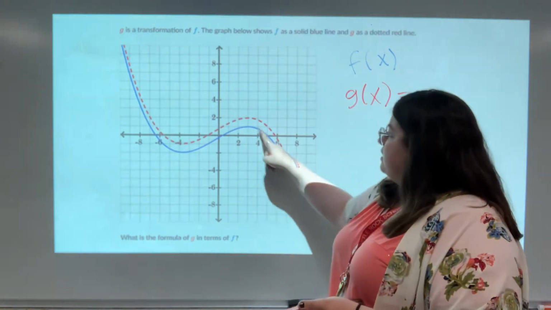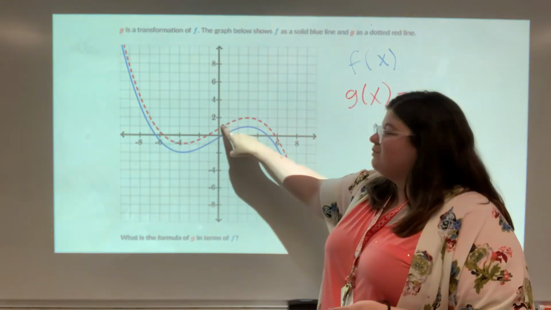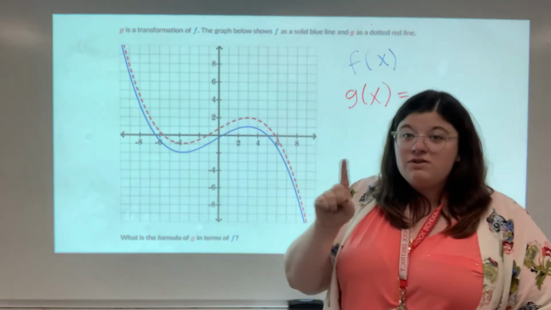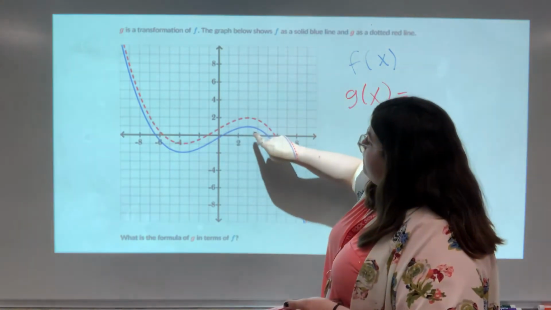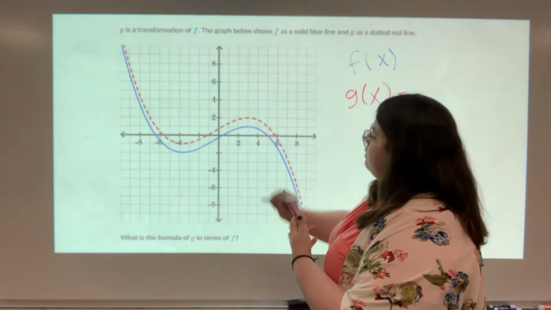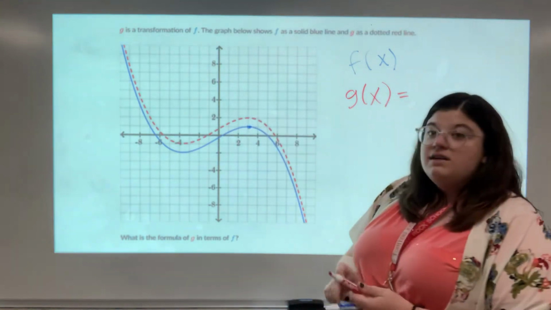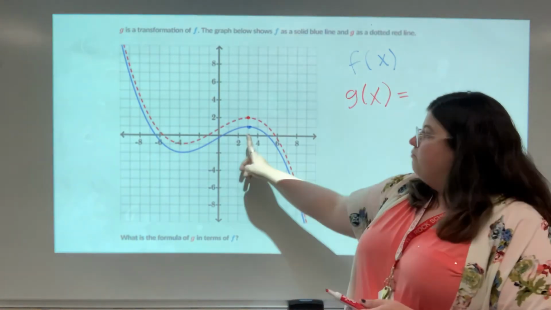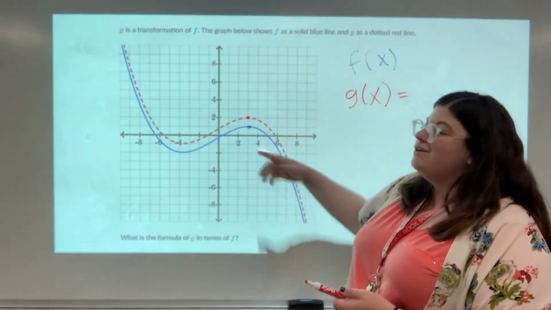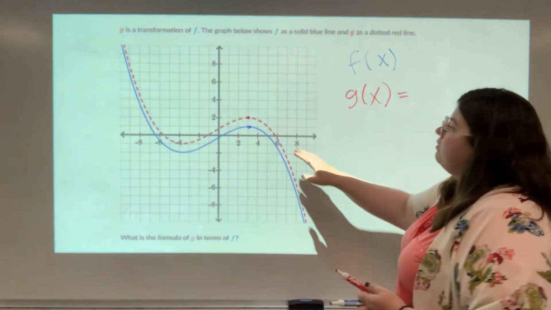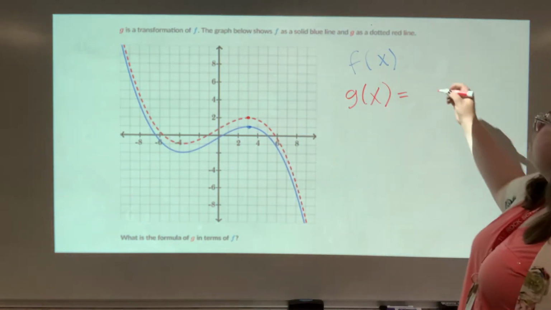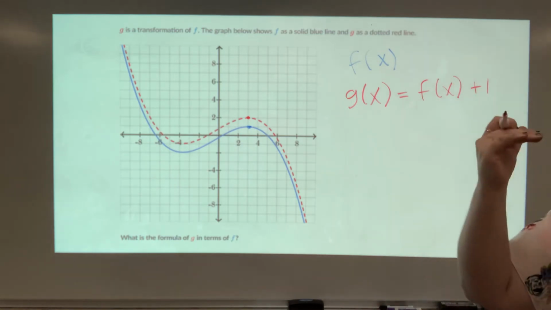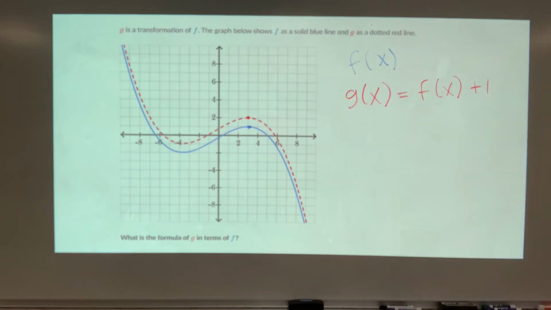My original is this blue. Again, to get from the blue line to the red line, it looks like everything just shifted up. And it shifted up how many units? Well, if I just pick a point, I'm going to pick this point right here. To get from that point to this point, both when x equals 3, I just went up 1 unit. So g of x, the red line, took f of x and just added 1 to it. It did a vertical shift up 1 unit, all right?